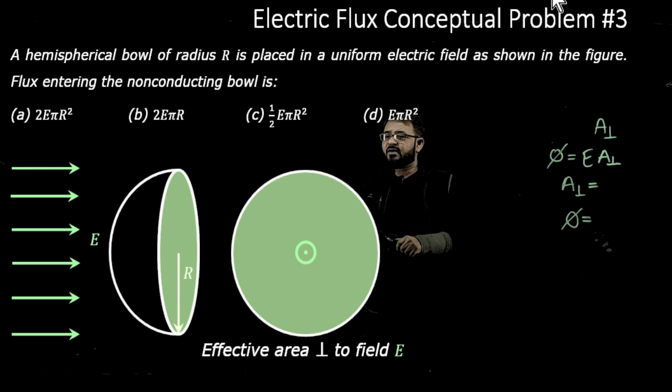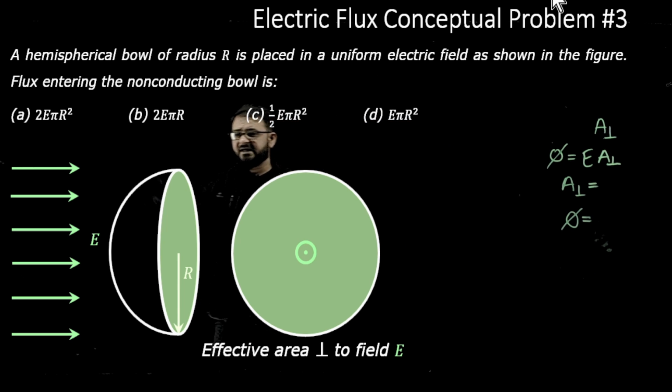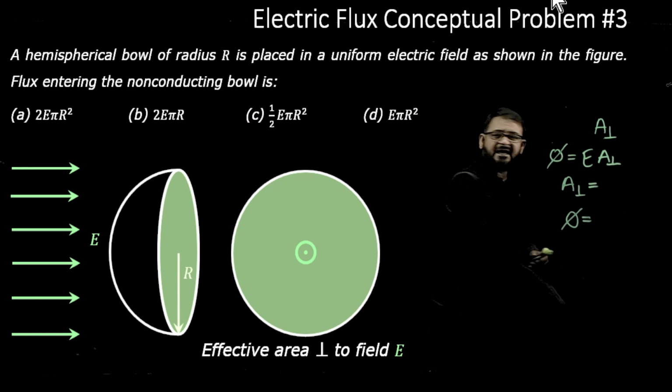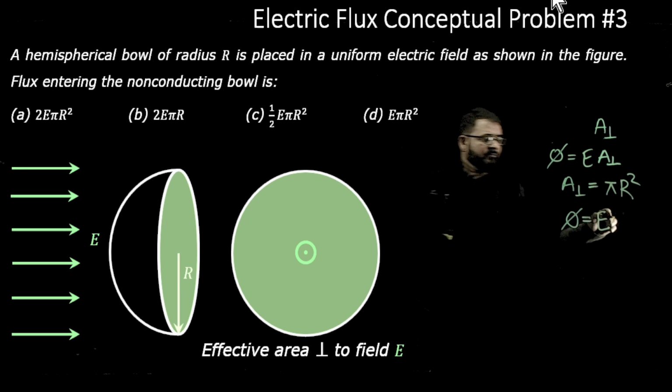We can clearly write it as a circle. Although this has a complicated shape, effectively it is projecting in this area, which is a disk. Now this disk, which is a circle, has a size pi times r square, so we can easily calculate the flux will be E times pi r square.